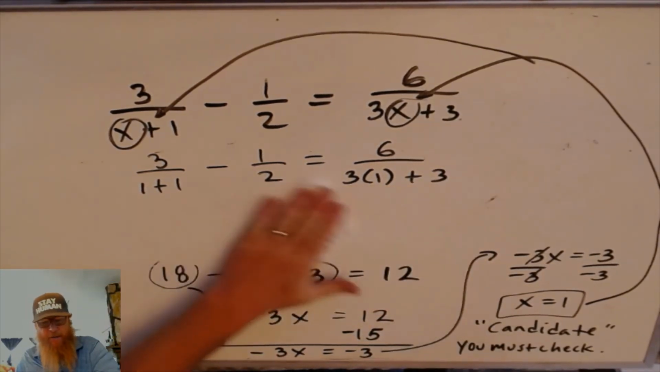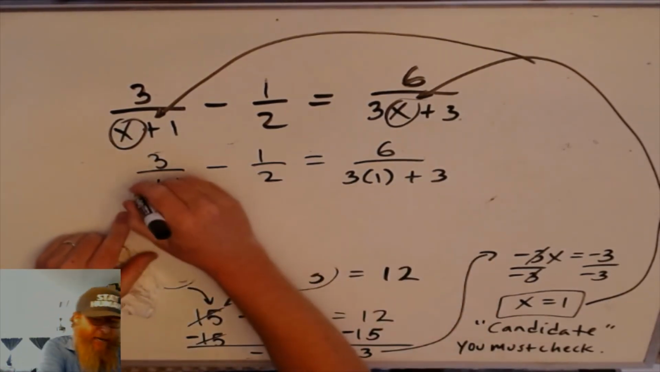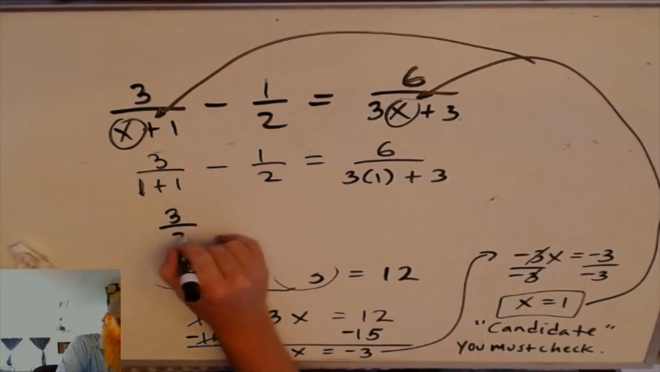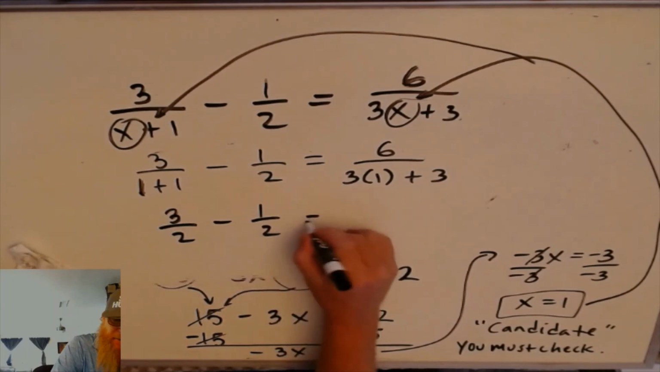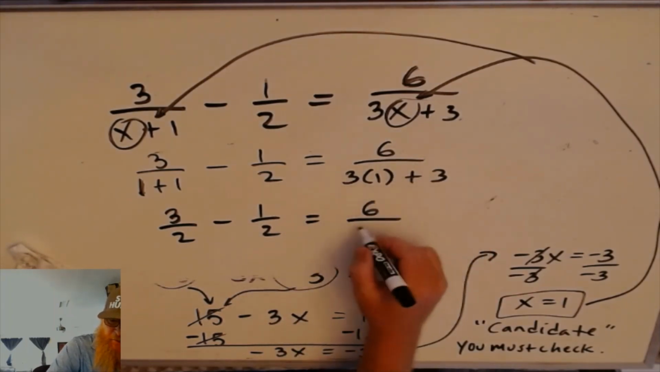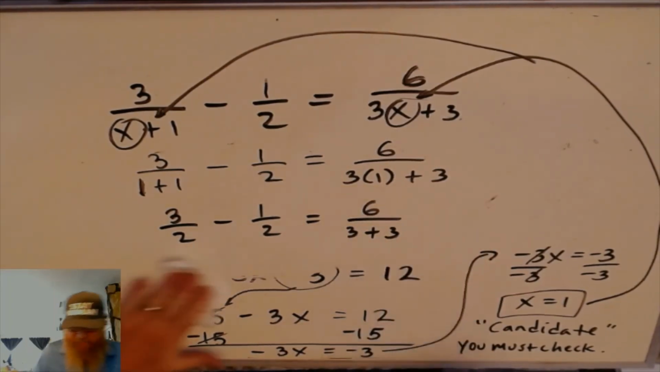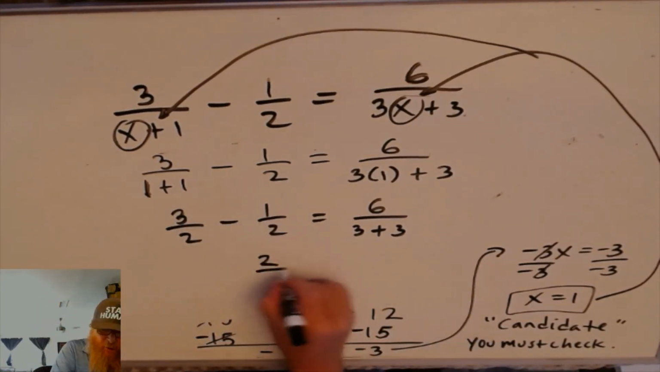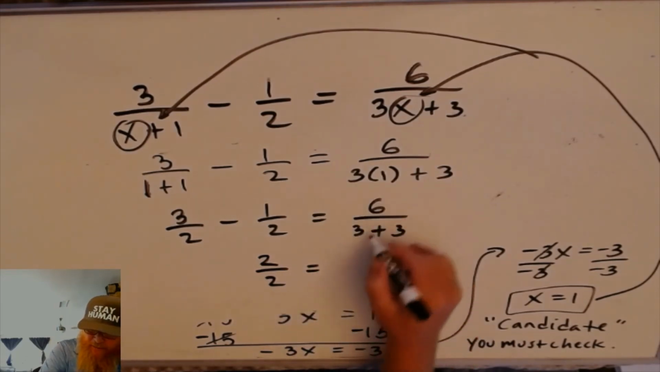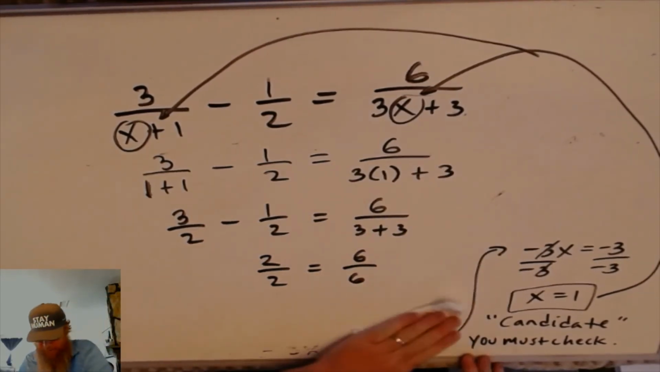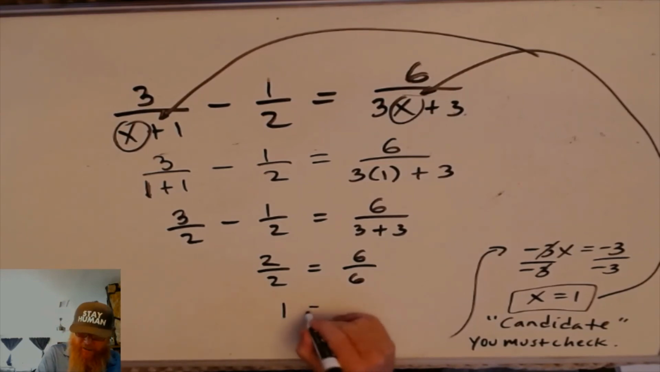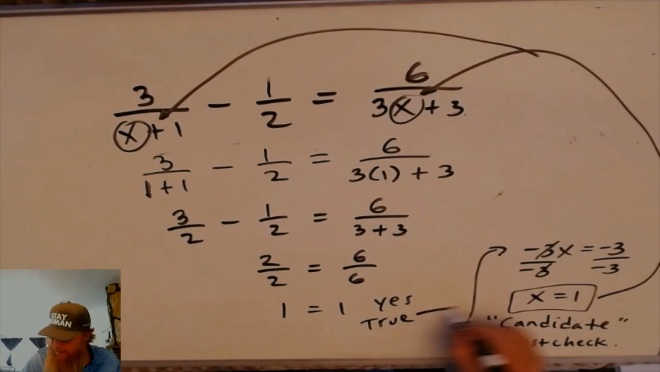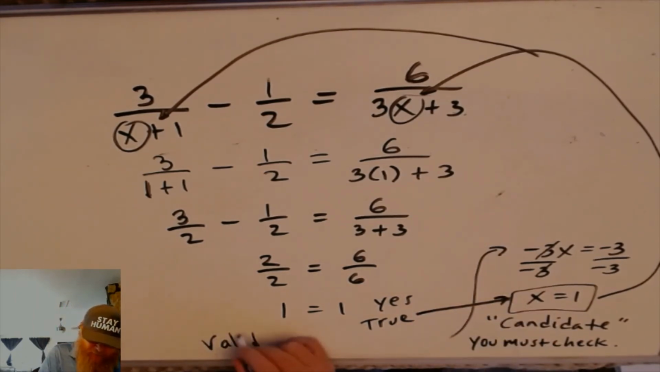So everywhere there's an x, I put a 1 because that's my candidate. Here and here. 3 halves minus 1 half equals 6 over 3 plus 3. 3 halves minus 1 half is 2 halves. 6 over 6. 1 is equal to 1. Yes, it's true. And so this is a valid solution.